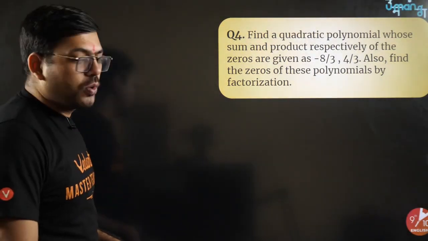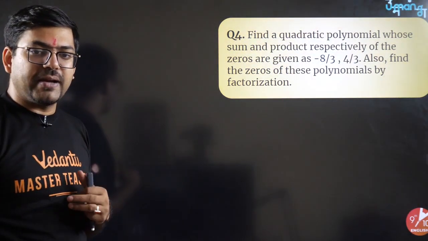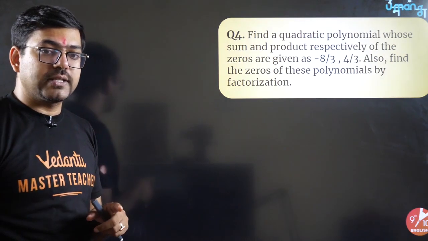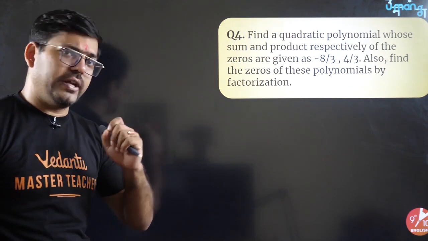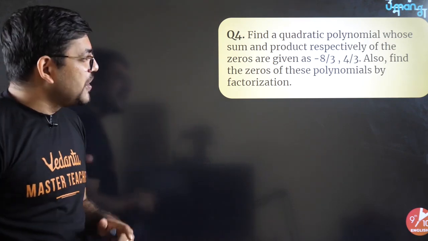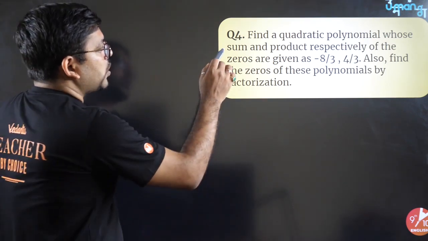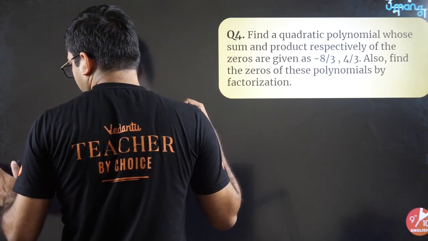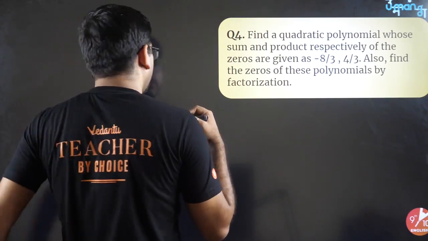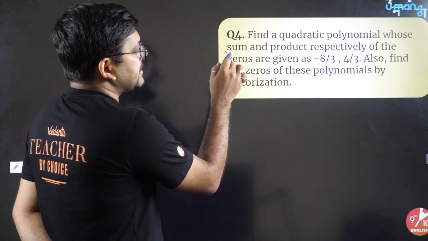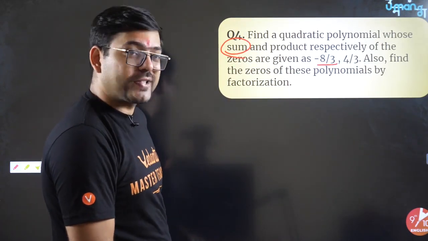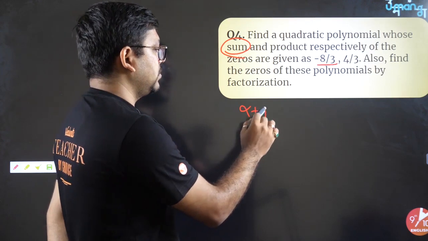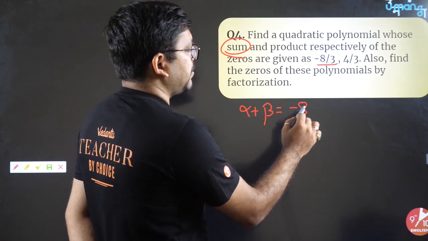This question says find the quadratic polynomial whose sum and product respectively of the zeros are given as minus 8 by 3 and 4 by 3. This is a good question. Here I'll tell you something more. The question says that the sum is already given. Sum of what? Zeros. Means alpha plus beta is already given as minus 8 by 3.